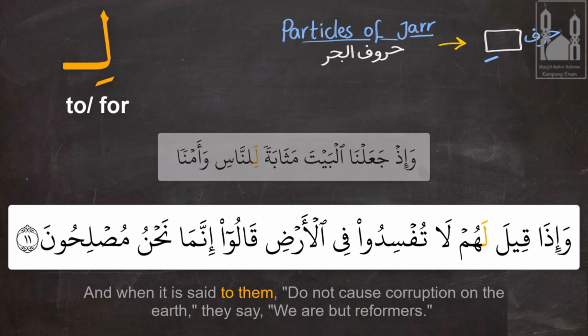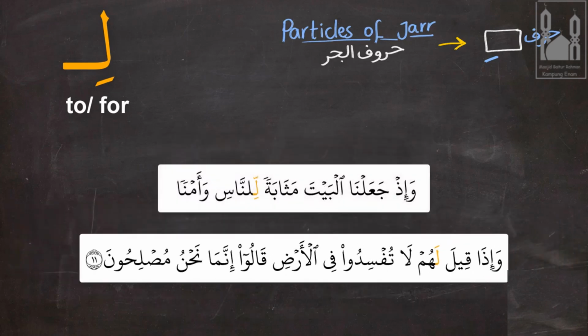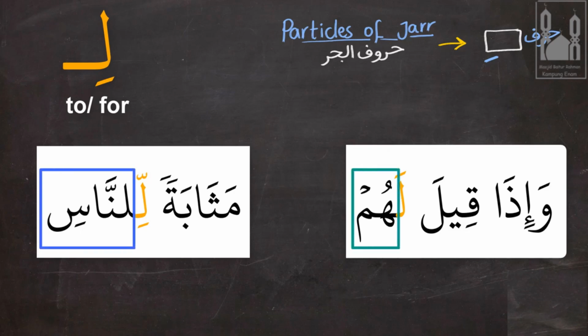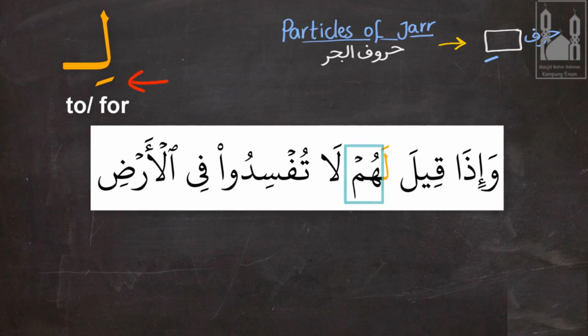إِنَّمَا نَحْنُ مُصْلِحُونَ. And here we notice a number of things. The first is that the particle li can be used with nouns and pronouns, just like the particle bi. The second thing we notice is that the particle itself, li, has kasra under the lam. But when it is attached to a pronoun, it turns into fatha.